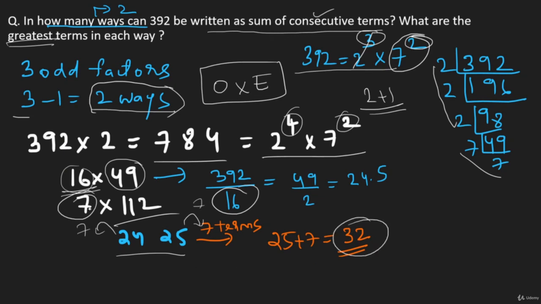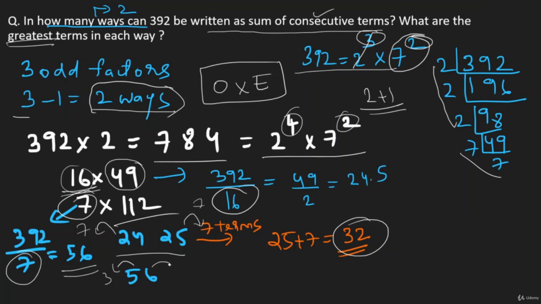Now let's take this case, 7 into 112. Let's do 392 divided by 7. We are dividing with 7 because that's the smaller number among 7 and 112. So that gives us 56. Now 56 will be the middle term. Now because we have 7 as our denominator over here, there will be 3 numbers less than 56 and 3 numbers greater than 56. So that will give us a total of 7 numbers, and if you add all of them you will get 392. So we just need to find the greatest term in this sequence of numbers. So that would be 56 plus 3, which is equal to 59. Therefore the answer to this section of the question is 32 and 59.